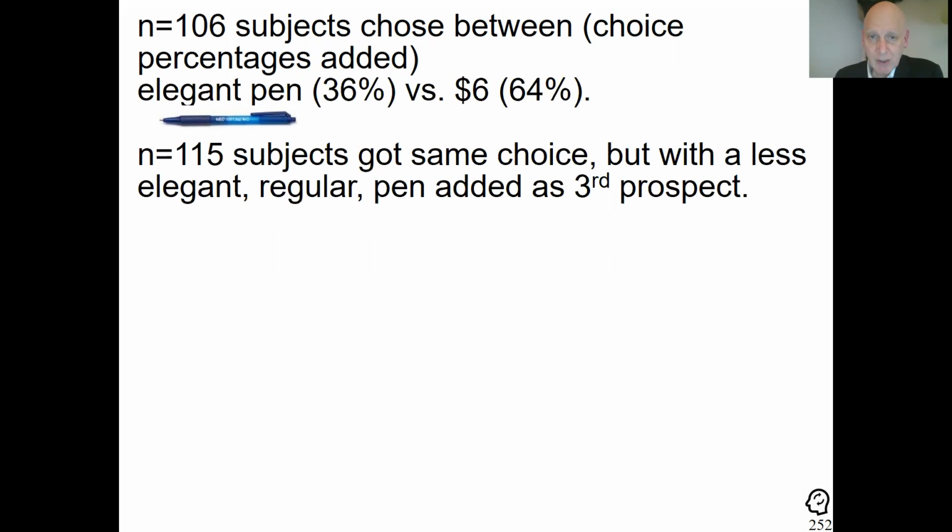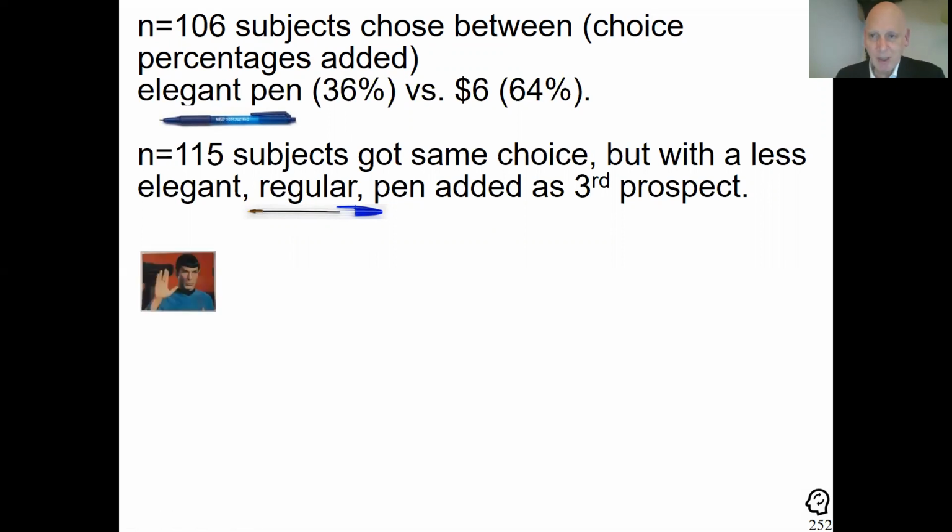Another group of subjects got the same two choice options to choose from, but a third choice option, a prospect, was added. That was a pen that is not so nice. Let me call it the silly pen. Then they see what happened.